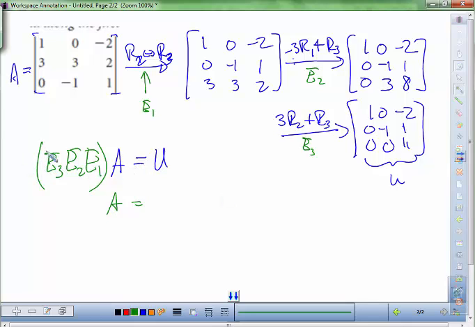So if I want to peel out, if I want to do it one at a time, I would multiply it by the inverse of E3 on the right first. And then that would give me U times E3 to the negative first power, the inverse of E3. And then E3 would cancel, and then I would do E2, and I would do E1. So the inverse of a product of matrices is the product of the inverses in reverse order. And if it's done on the left side, then it has to be done on the left side on the other side.